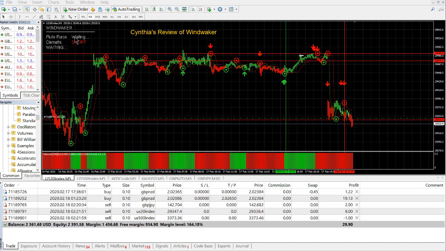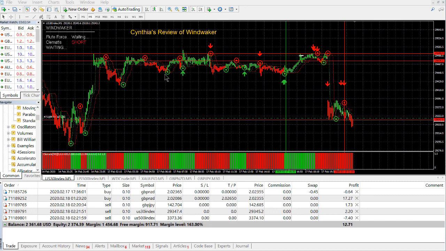And the flute force says waiting, and that is your momentum indicator. So when everything is aligned, you'll get the pop-up audio alert for the hurricane force. Flute force will say sell, and it'll say sell now, or in the case of a buy, it'll say buy now. So those are the three indicators, and they all work together combined to give you the best quality alert, which is the hurricane force alert.